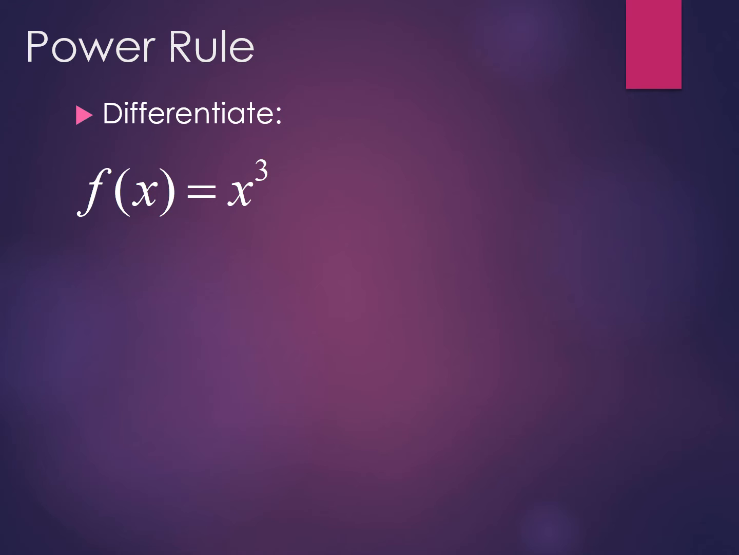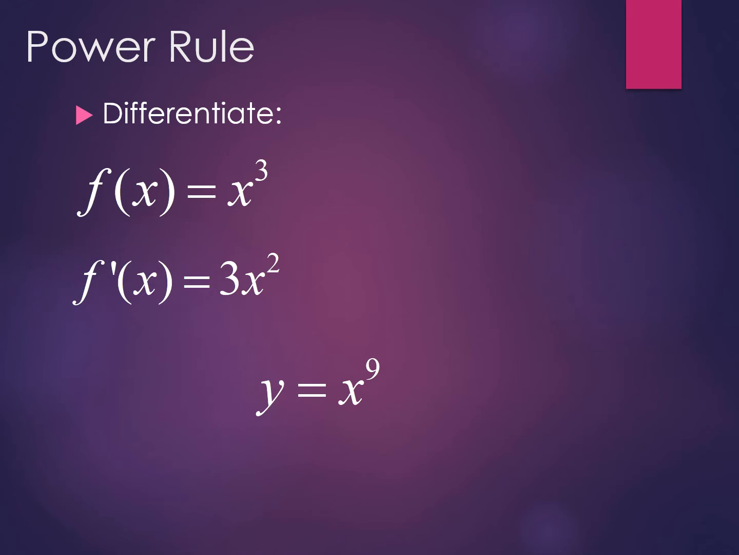Now let us solve using the power rule. Let us differentiate the following. f of x equals x to the third. In here, f prime of x equals 3x to the second. Bring down your exponent, which is 3, and then subtract 1 from your exponent. 3 minus 1 equals 2. So f prime of x equals 3x squared.